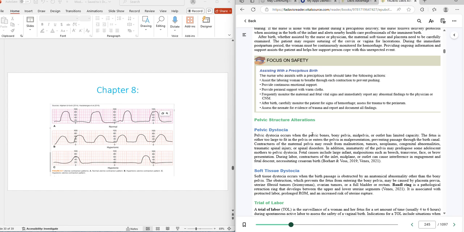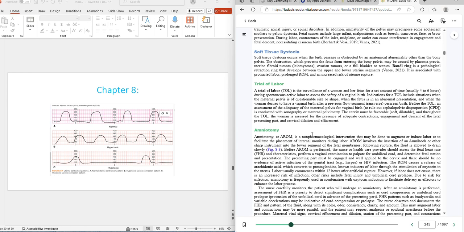All right, on page 245, trial of labor, TOL. This is when we actually just see how she's going to do with a vaginal birth. Remember how we do like the contraction stress test or the non-stress test? This is just seeing how she tolerates the trial of labor.